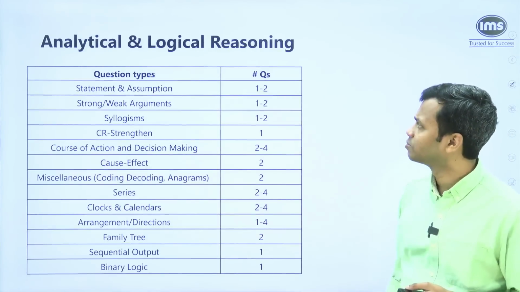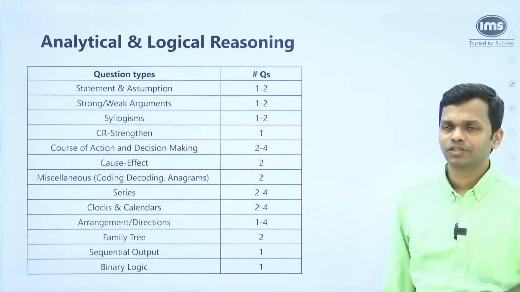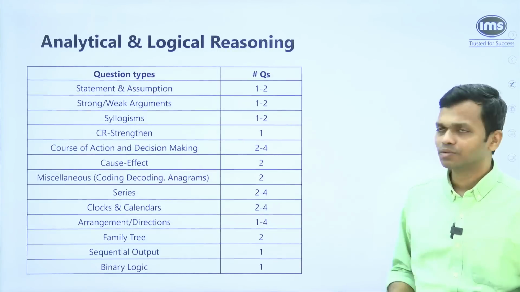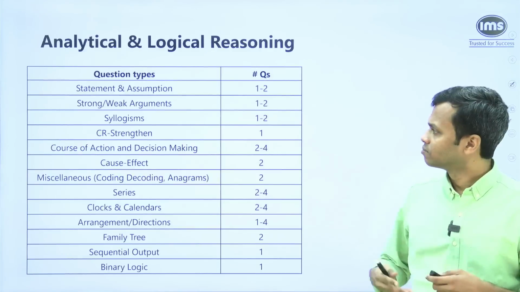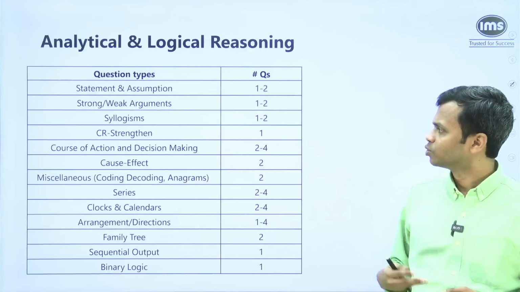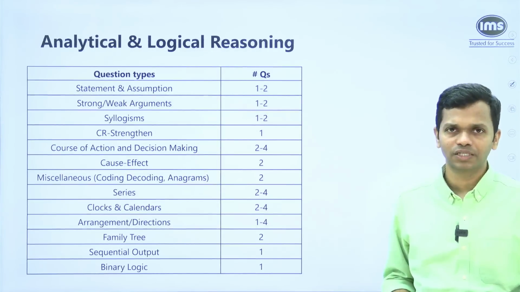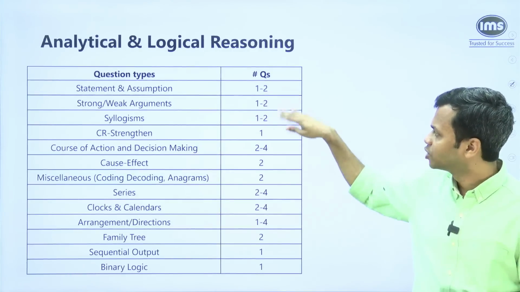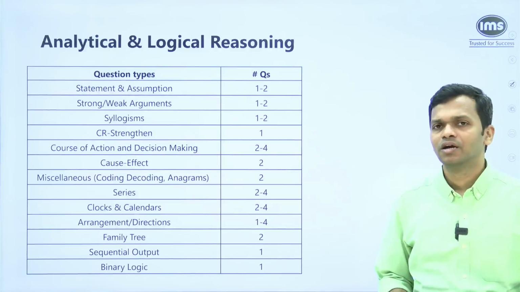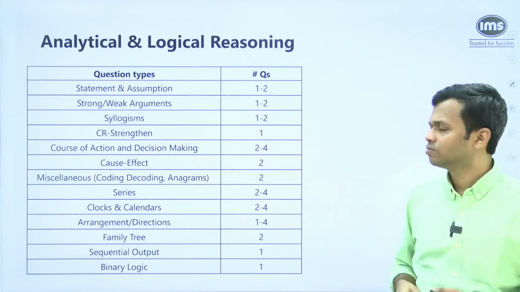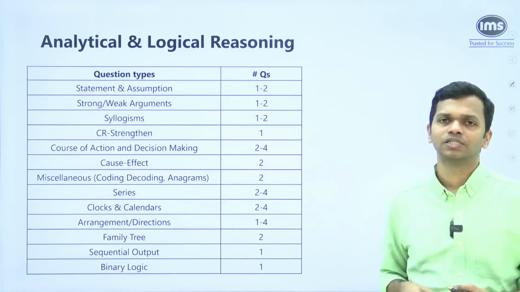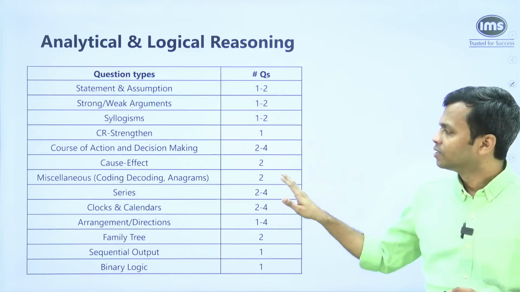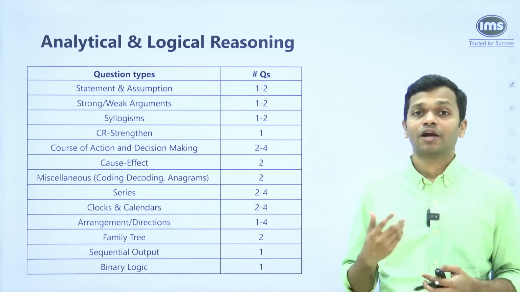Statement and assumption, only 1 or 2 questions. Strengthening, weakening arguments, again 1 or 2. Syllogisms questions. Then course of action, decision making, 2 to 4 questions is what you can get from this. Cause and effect too. So if you look at this entire initial bracket, this could be anywhere between 6 to 8 or 9 questions that are part of the overall critical reasoning, as we call it. Then you have miscellaneous questions, which are standalone logic puzzles.